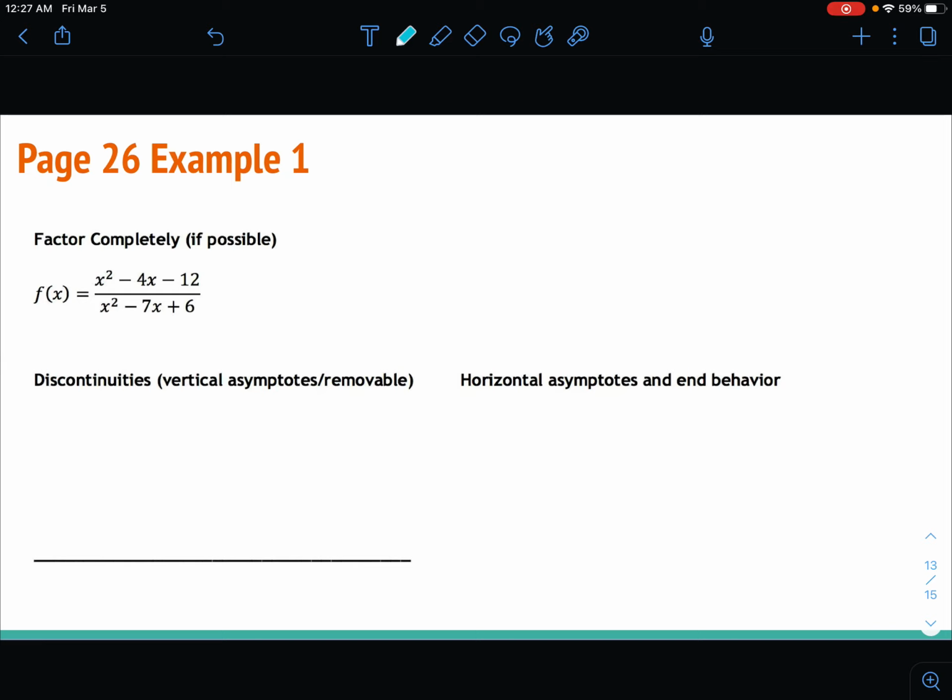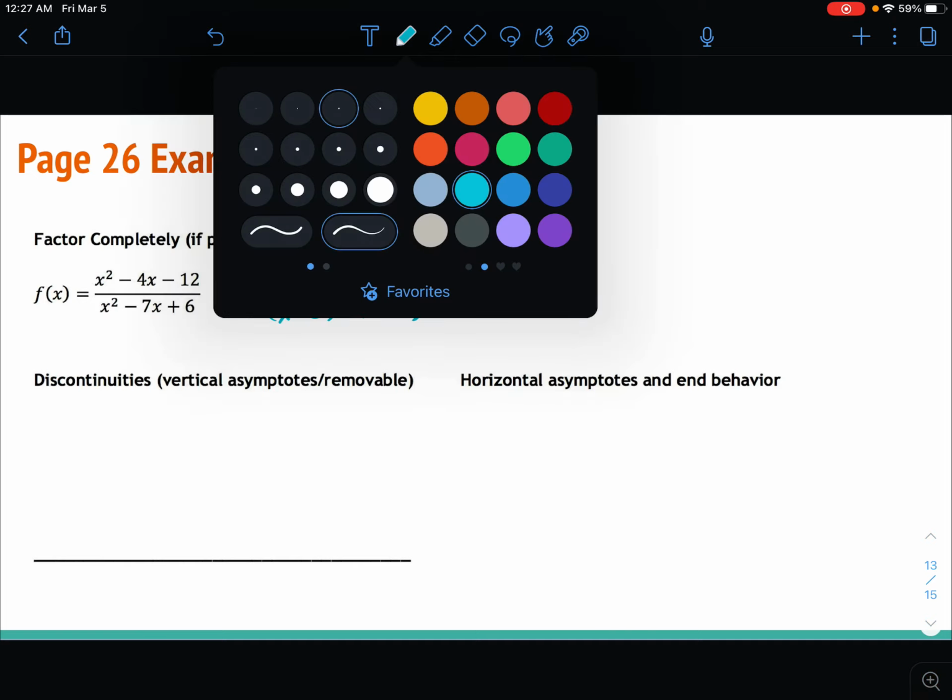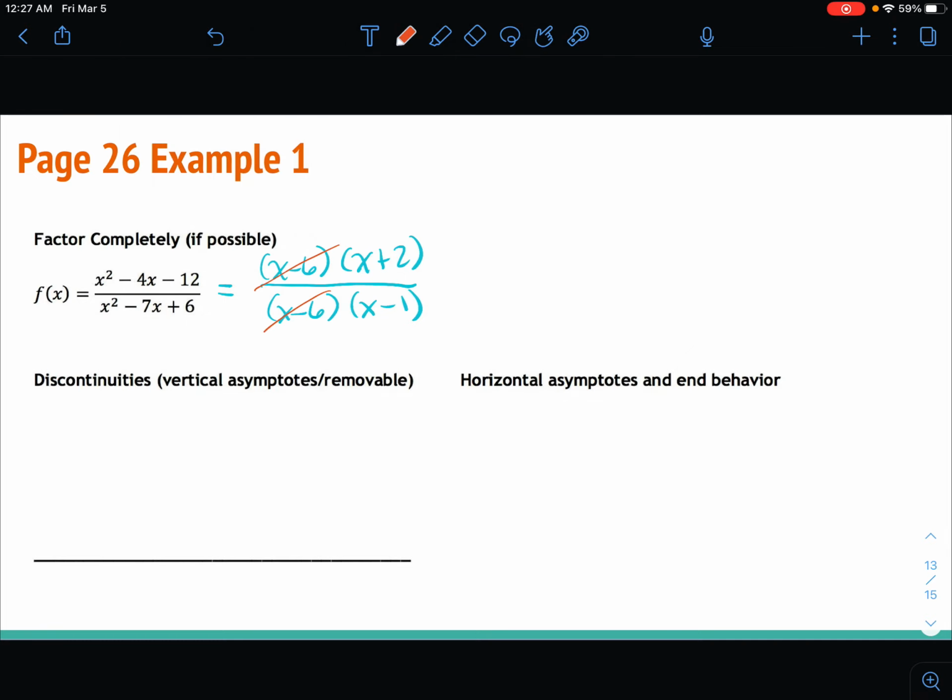So the first thing we are going to do is factor if possible. So this factors into x minus 6 times x plus 2 over x minus 6 times x minus 1. Okay, now we can see there's a common factor that they both share. And so we're allowed to cancel it because, remember, it's connected with multiplication. So we're allowed to go ahead and cancel that out. So this equals now just x plus 2 over x minus 1.